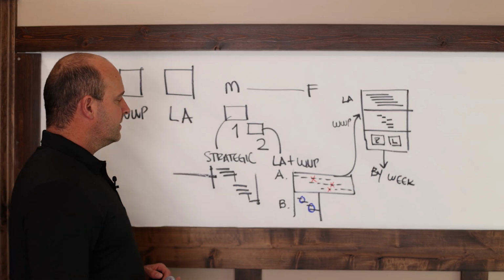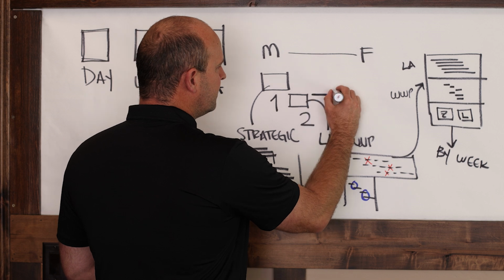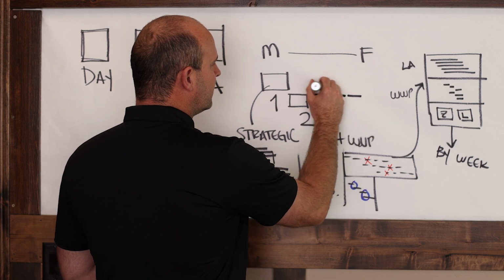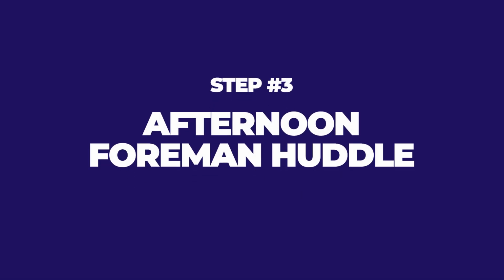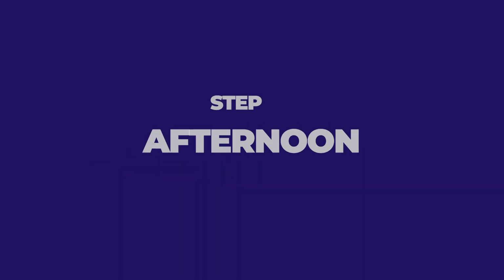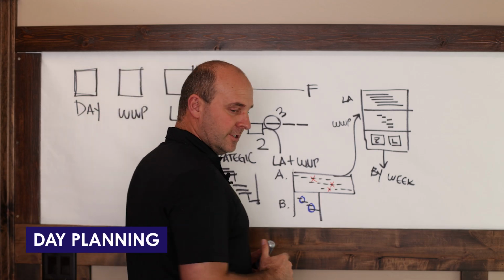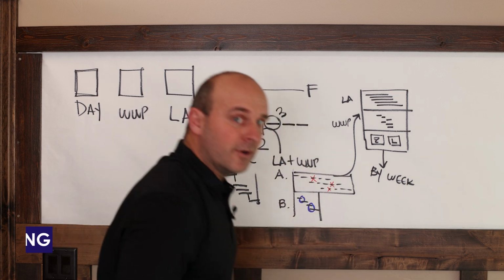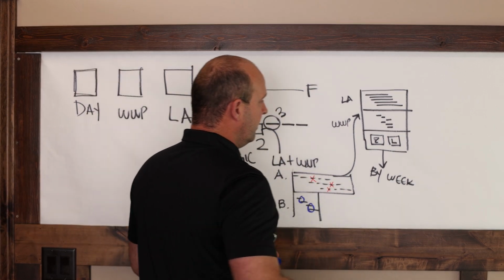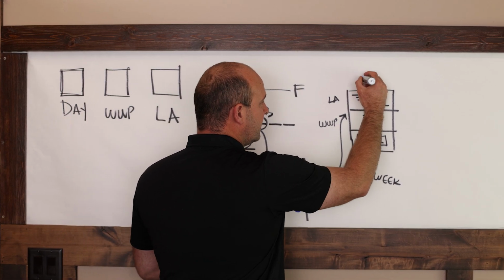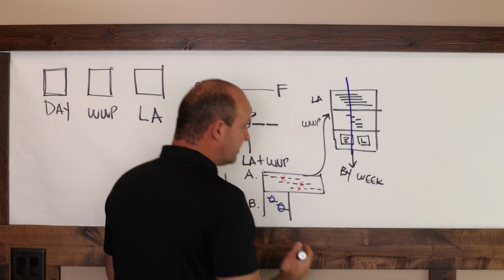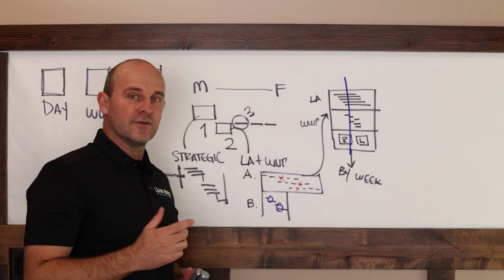Now let's go over here to step number 3. I want to get into a little bit of detail. Every afternoon, I like to do what's called the afternoon foreman huddle. Now, when you have this format right here, you're able to do day planning. Okay, so let me actually grab my blue marker again over here. Really, this tool allows each trade to slice through it and see what's happening for that day.